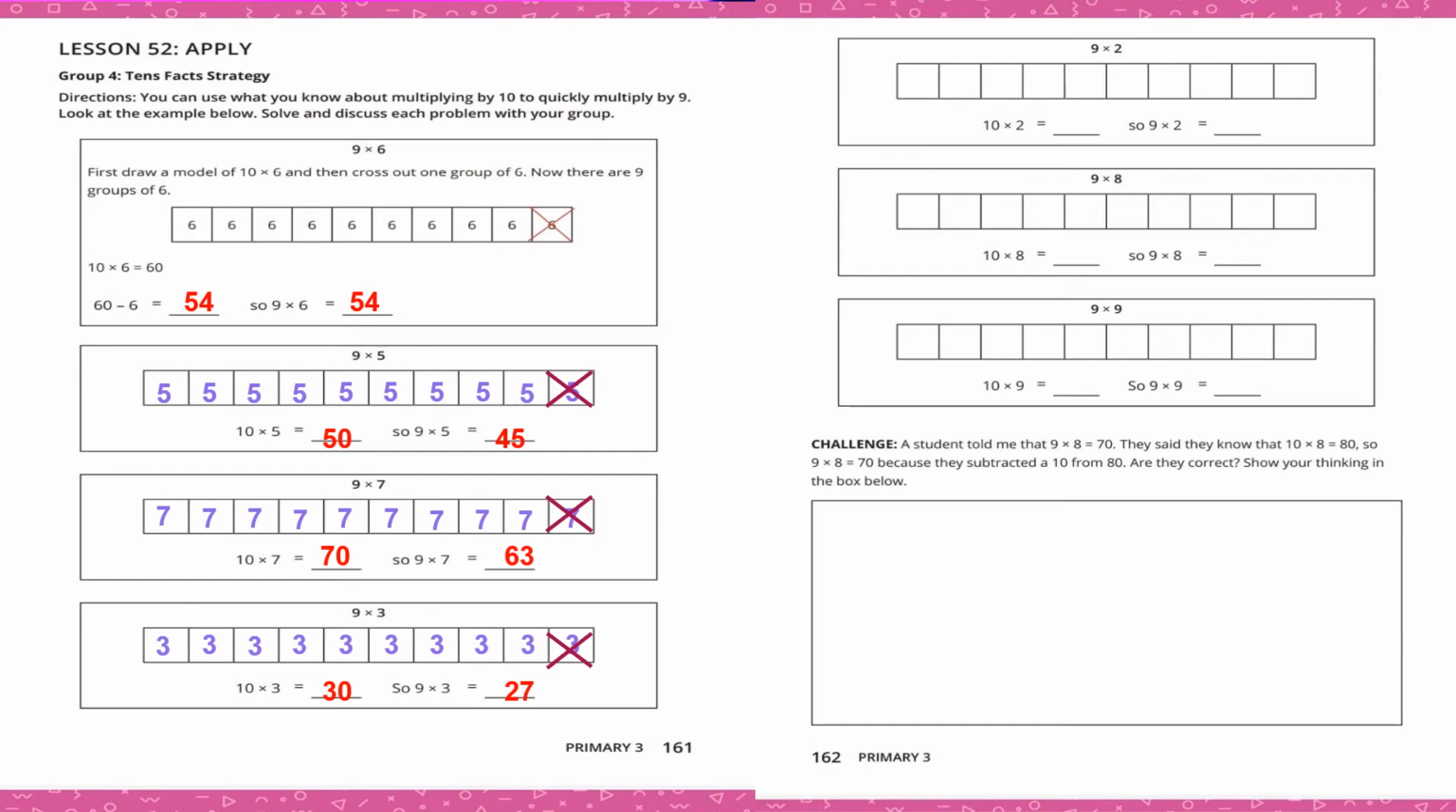The next page. 9 times 2. What shall we do? We will use table 10 also to get the result. So 10 times 2. It means 2 repeated 10 times. And 10 times 2 equals 20. Don't forget to cancel one group of 2. It means 20 minus 2 equals 18. You can solve the other examples alone and check your answers.